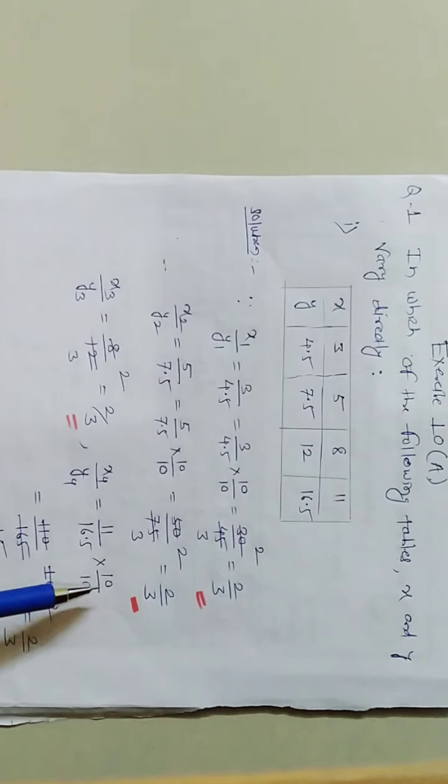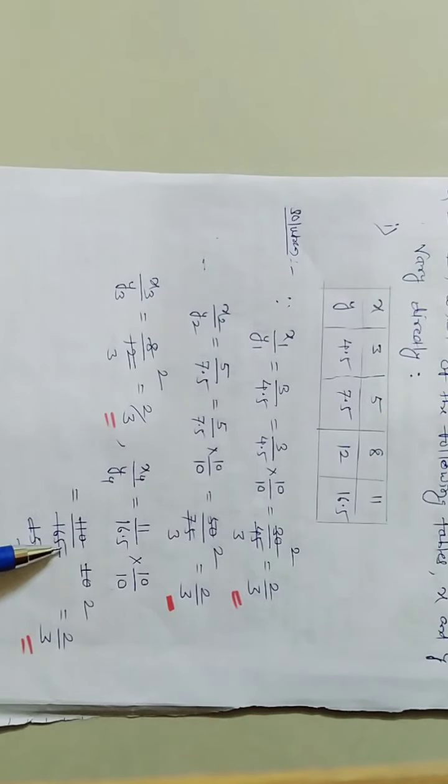Next, x4 divided by y4 is equal to 11 divided by 16.5. So multiply numerator and denominator by 10. So it becomes 110 divided by 165. So we'll divide by 11. 11 tens are 110. 11 ones are 11. 16 minus 11, 5 remaining. Next 5, so 55 is the next number. So 11 5s are 55. Then 5 2s are 10, 5 3s are 15. So which is equal to 2 upon 3.